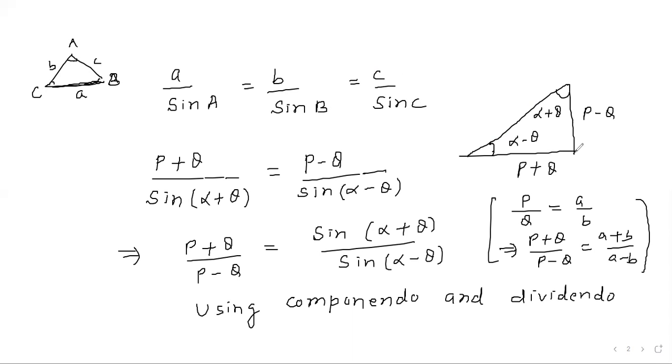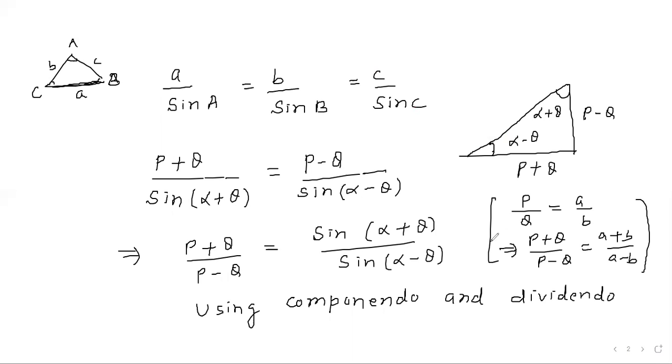So same concept we can apply here. If we consider this side P minus Q, then the angle opposite to it is alpha minus theta. So we have written P minus Q divided by sine alpha minus theta. And when we consider side P plus Q, the angle opposite to it is alpha plus theta. So P plus Q divided by sine alpha plus theta. And then I have rearranged it. That is P plus Q divided by P minus Q equal to sine alpha plus theta divided by sine alpha minus theta.